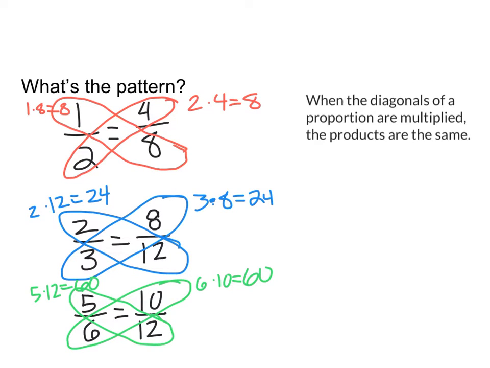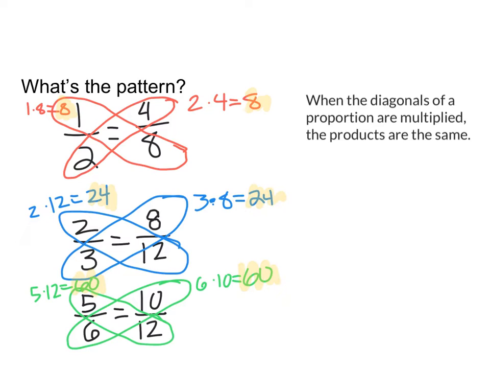Did you notice that when those diagonals were multiplied, we kept getting the same number on both sides? This is always going to be true. When the diagonals of a proportion are multiplied, the products are the same. That's why we got 8 and 8, and then we got 24 and 24, and then we got 60 and 60. Those diagonals are always going to be the same when the proportion is true. Now, hopefully you're wondering why we care.